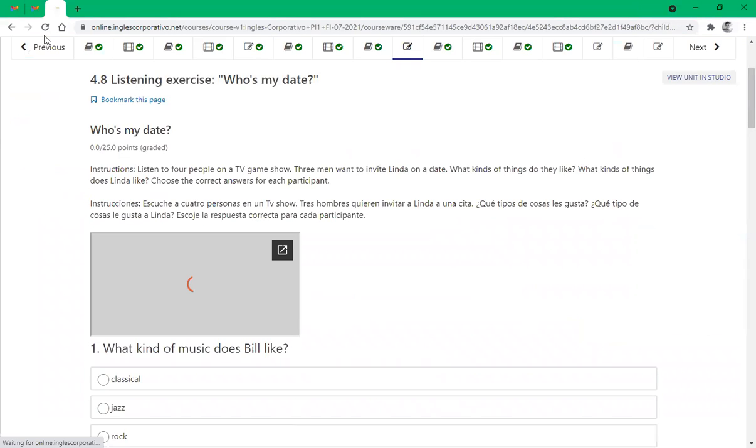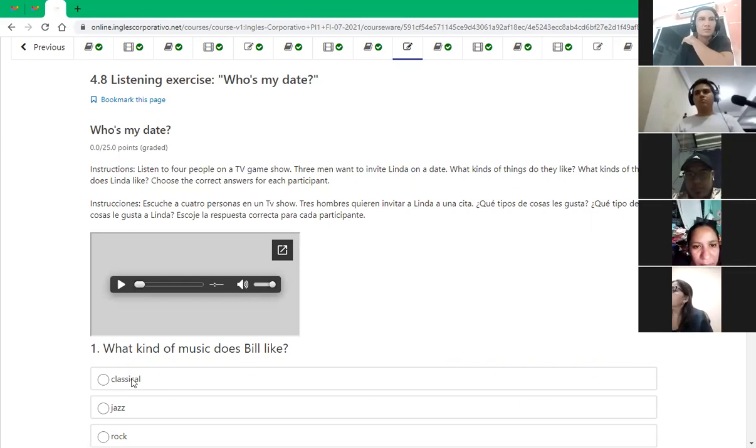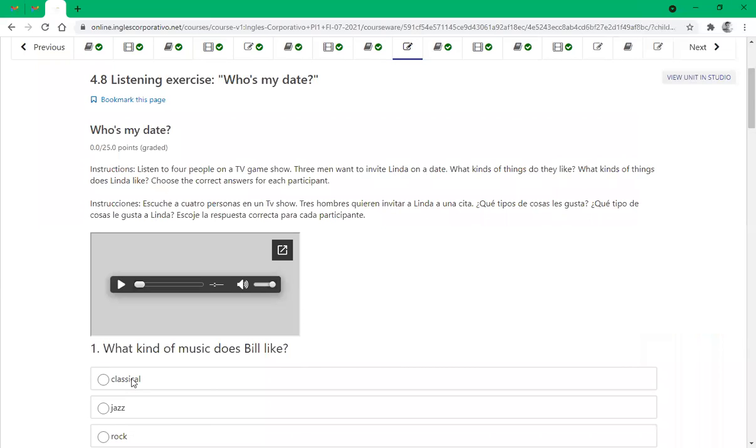And what are the instructions? Let me see. Somebody that hasn't participated yet, let me ask Zulma Beatriz, are you here? Yes, teacher. Okay. What are the instructions for this activity? Read, please. Listen to four people on a TV game show. Three men want to invite Linda on a date. What kinds of things do they like? What kinds of things does Linda like? Choose the correct answer for each participant.